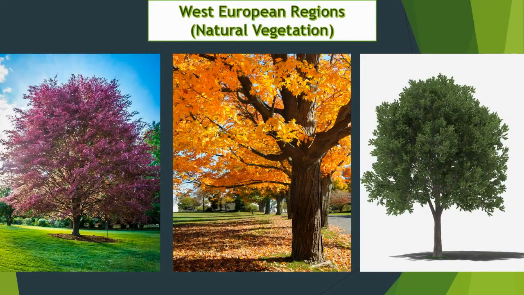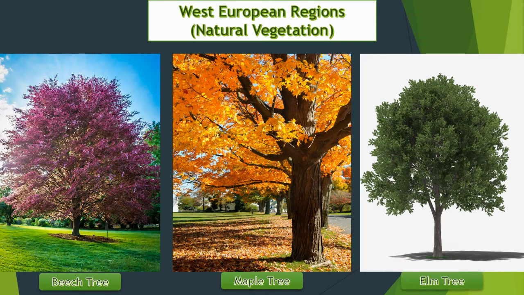Well, the natural vegetation found in the West European region is as follows. One finds green grasses all the year. Trees shed their leaves in winter. Coniferous trees and short grasses are found. One also finds oak tree, beech tree, maple tree, elm tree, pine tree, spruce, poplar, etc.